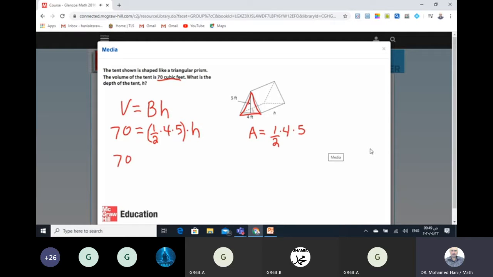Simplifying, we get 1/2 times 4 is 2, 2 times 5 is 10, h. Divide each side by 10. 70 divided by 10 is 7, and 10h divided by 10 is h. So the depth of the tent, h, is 7 feet.